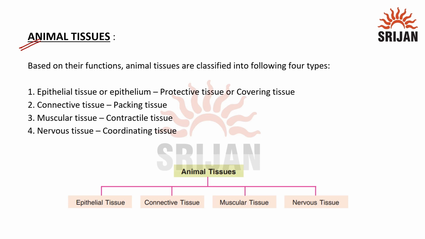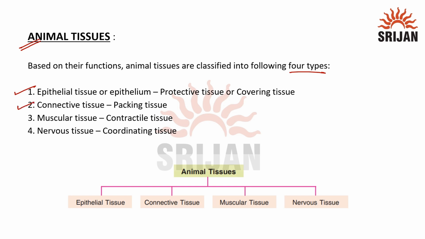Animal tissues. Tissues which are present in animals are called animal tissues, and based on their function, we can classify these animal tissues into four types. So the four types of animal tissues are: first one is the epithelial tissue, which is also called epithelium, and this epithelium is protective tissue or the covering tissue.